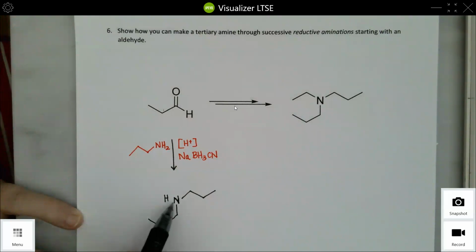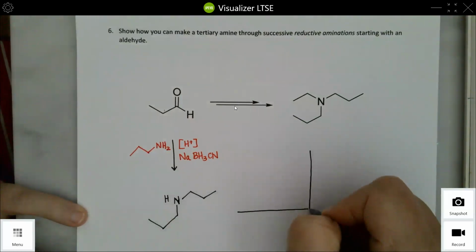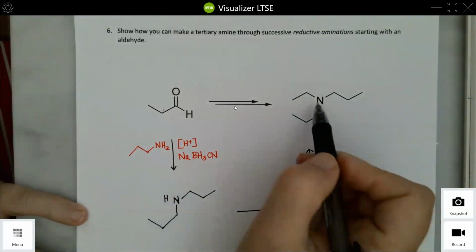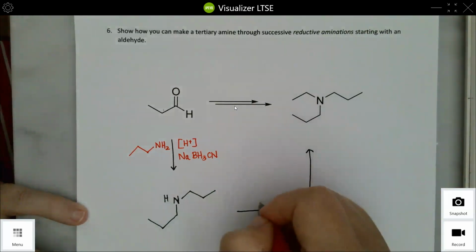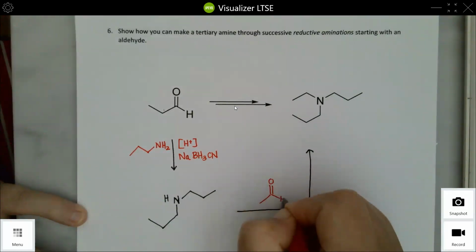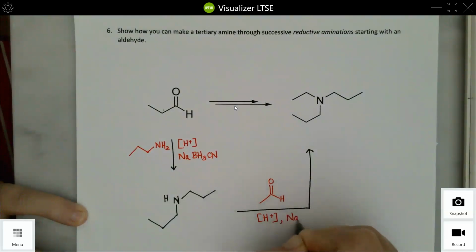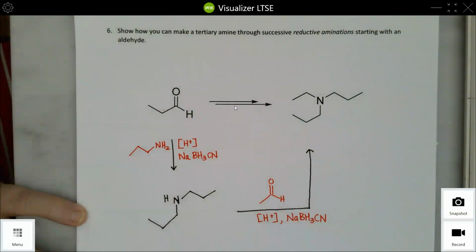So now we want to add in this last group here. Right now we have an amine, so we need to add in the aldehyde or ketone component. Because this is a primary carbon, we're going to end up using an aldehyde. So we're going to use a 2-carbon aldehyde. Same conditions, acid catalyst, sodium cyanoborohydride. That will form an imine here, which will be reduced with the sodium cyanoborohydride. Okay.